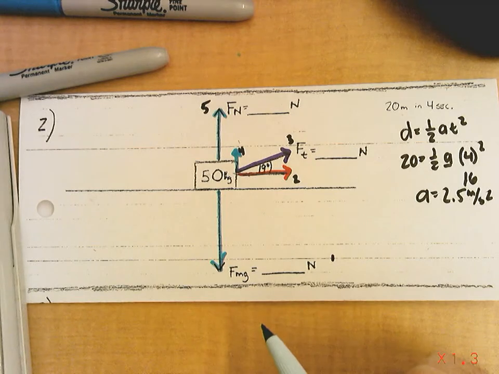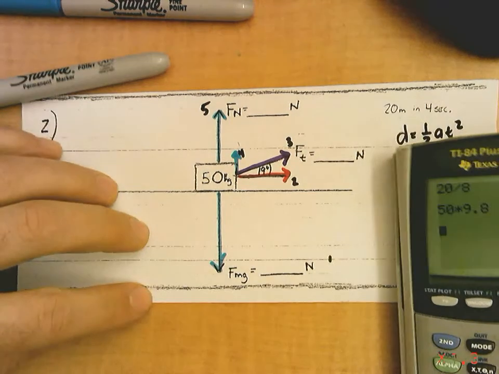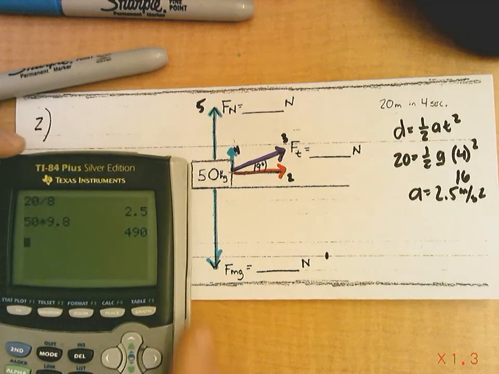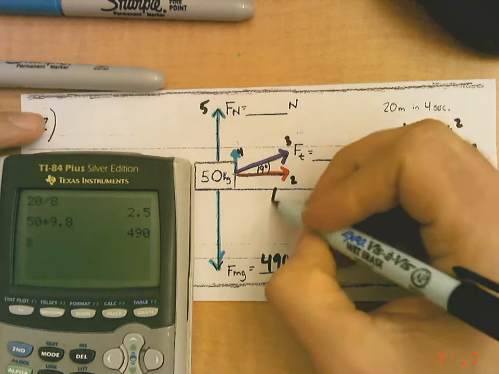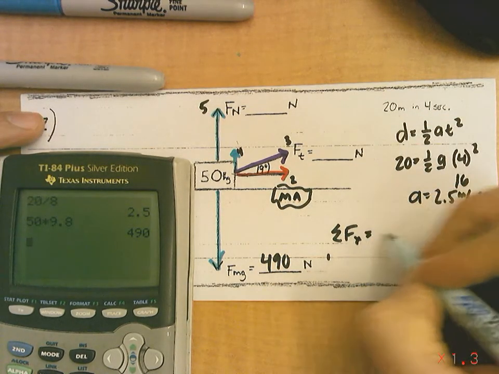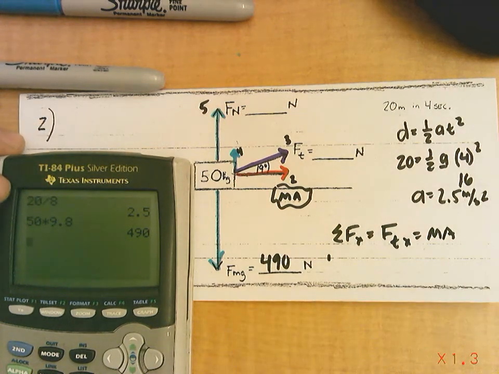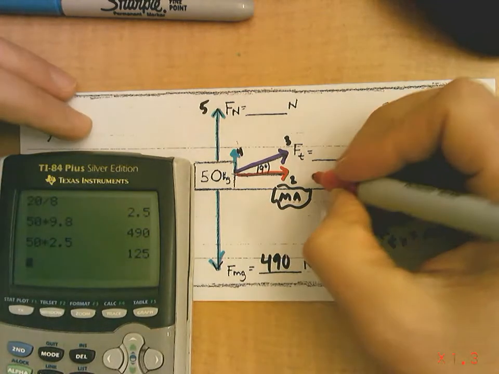Now we can start going through our different numbers here. So we're going to take 50 times 9.8. That's going to give us my first force. So we get 490. So that would be this arrow right here. Now remember, our shortcut for this would be just MA. The reason for that is the sum of forces in the x equals FTX equals MA. So we can put in the mass 50 and multiply it times our acceleration 2.5 and we get 125 for this red arrow here.